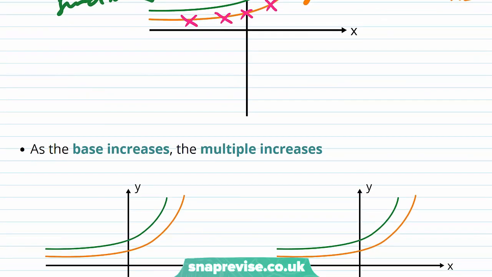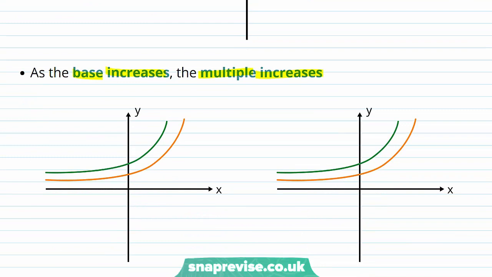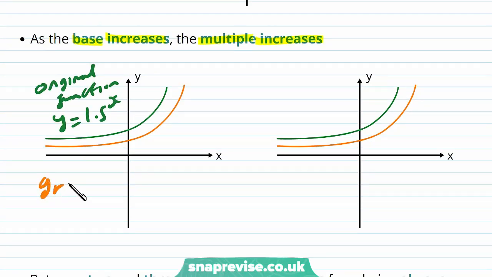Now, as the base increases, the multiple corresponding to the gradient increases as well. If our original function was y equals 1.5 to the power of x, then the gradient corresponding to this is going to be 0.405 multiplied by 1.5 to the power of x.